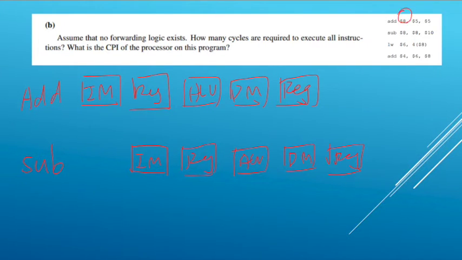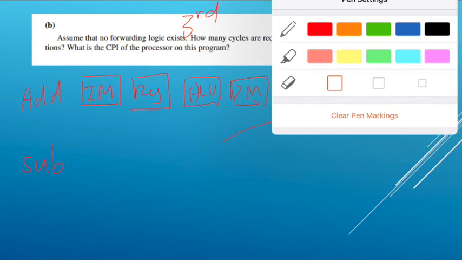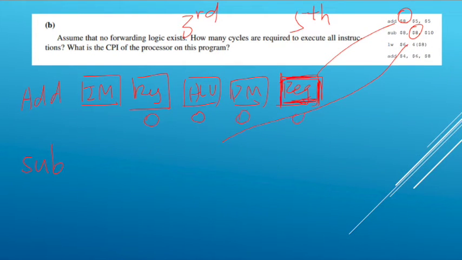So notice that register number 8 in the add instruction will be updated in the last stage, which will happen in the 5th cycle. And register number 8 in the sub instruction will be read in the 2nd stage, which will happen in the 3rd cycle. So we cannot go ahead of time and use the register value that is not yet updated. Otherwise, we will use the wrong value. And what we'll do is we will add 2 lines of bubbles in between. So we will do 2 lines of stalls.